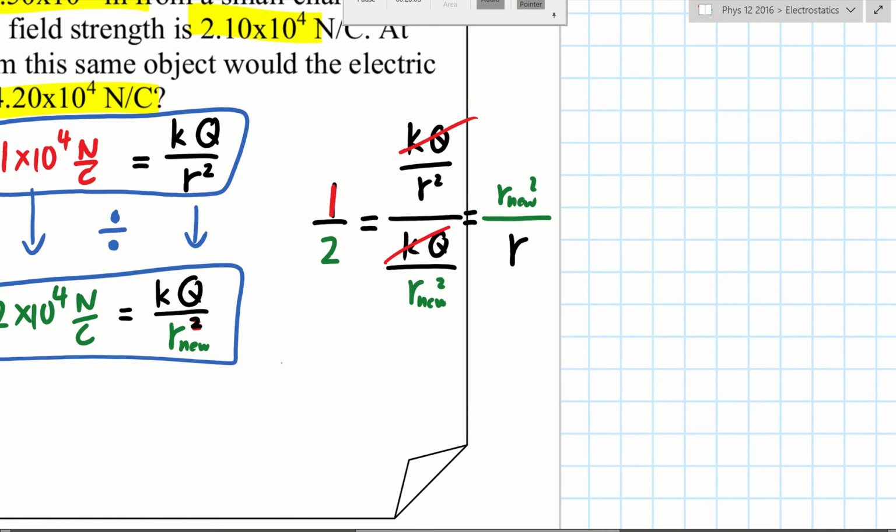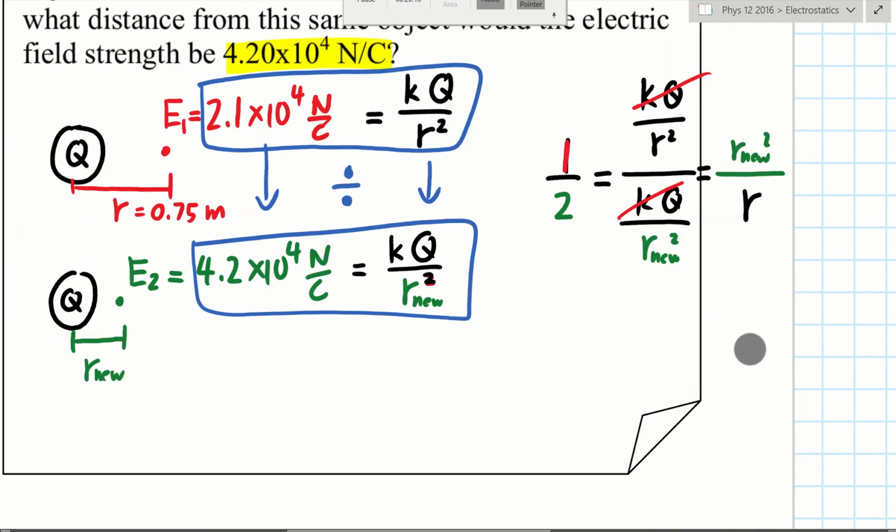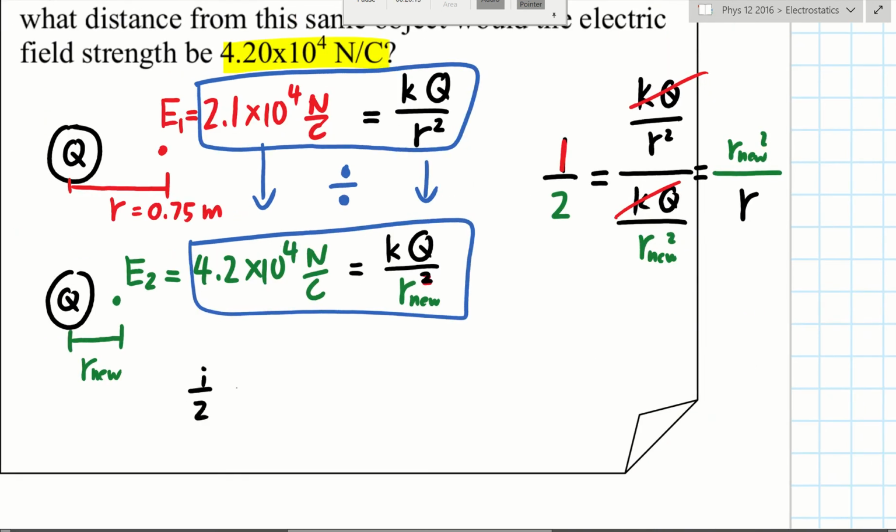So what do we want? We have an equation like this: 1/2 is equal to the new R, and there is a square on it, over the old R squared. The old R is 0.75 of a meter. That's something you already have. Now solve for the new R. Done.